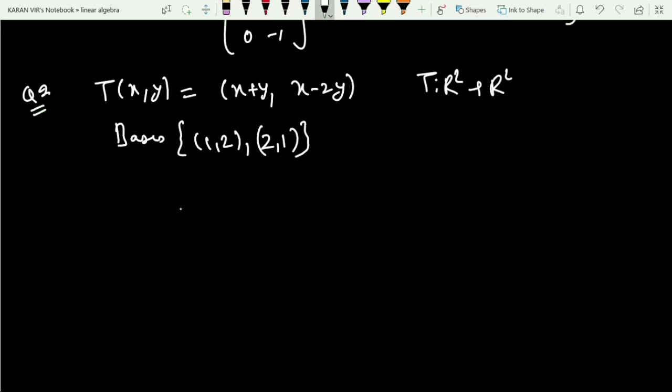The second question is: T is a linear transformation defined from R square to R square, which is defined as T of x y equals x plus y comma x minus 2y, and the bases corresponding to R square are 1 2 and 2 1 for this particular question.